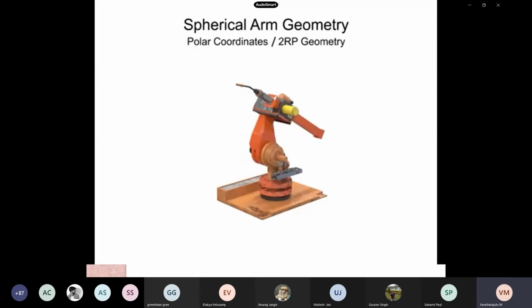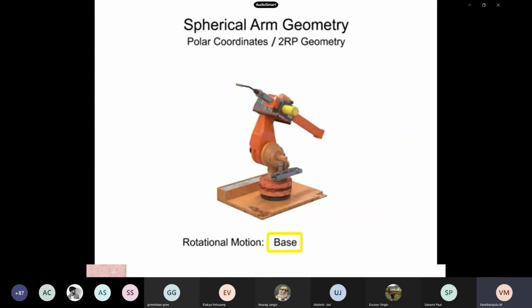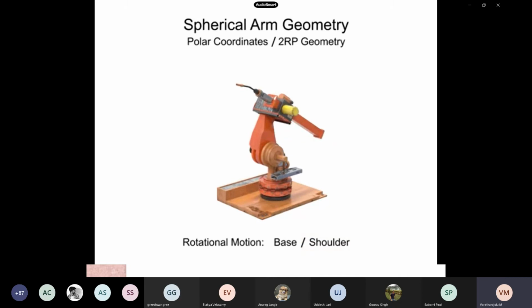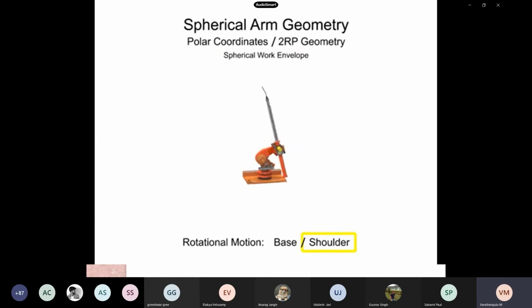Robotic arms with spherical geometry have rotational movement in two directions, at the base and at the shoulder. Spherical arm geometry robots also have linear motion in one direction, typically the reach of the arm. It has to be called reach. Spherical arm geometry robots have a mostly spherical work envelope at their outer reach, but are limited by the linear reach of the arm and the rotation of the shoulder joint.